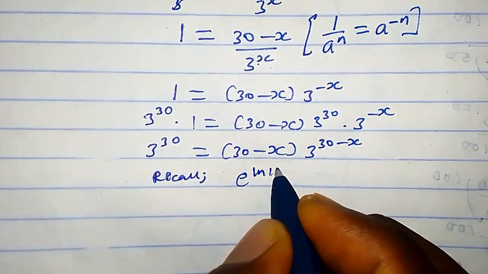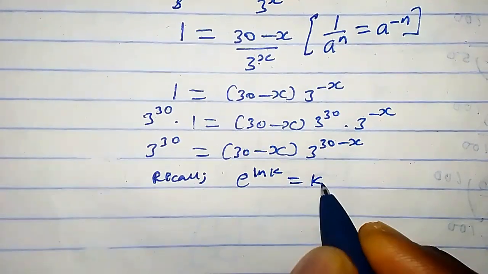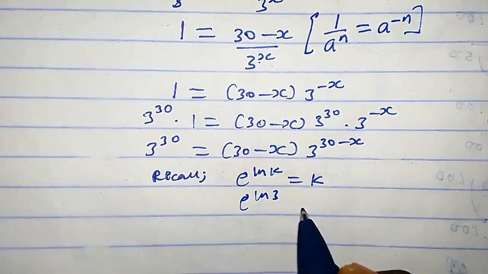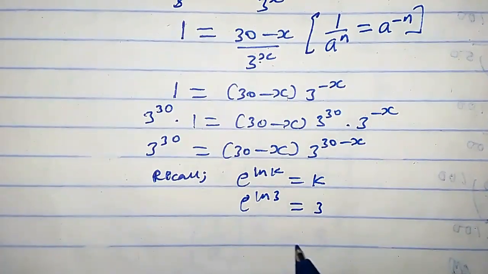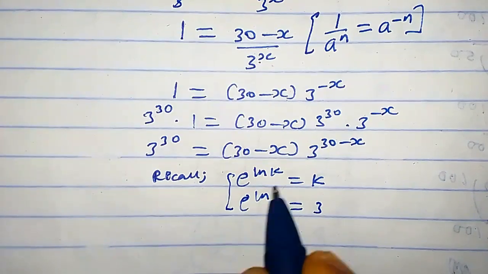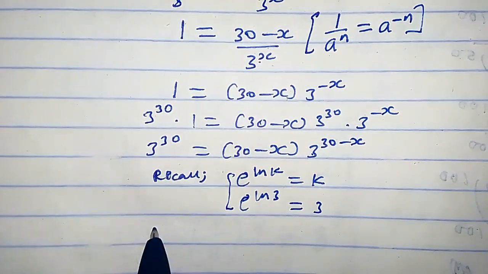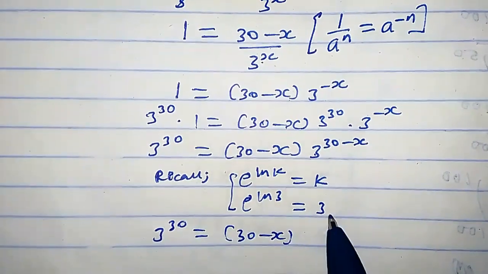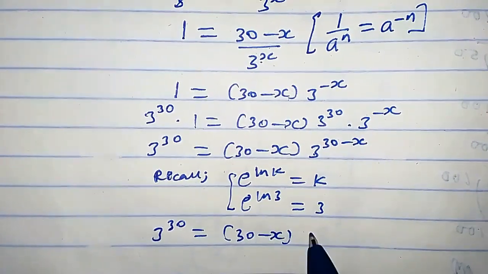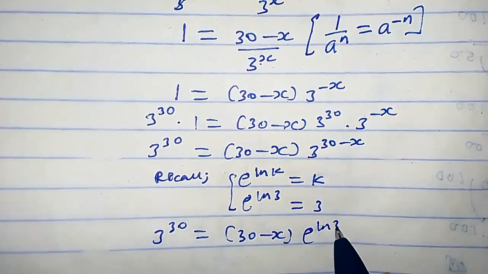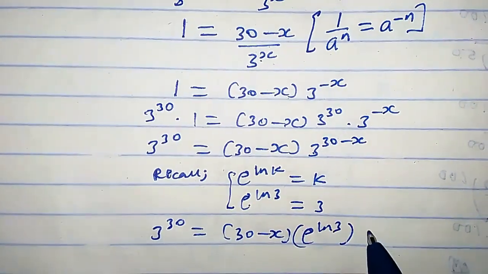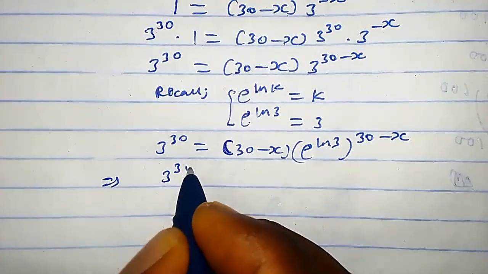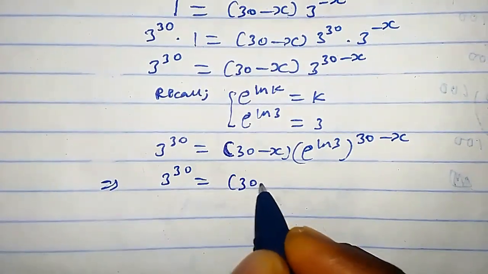exponential ln k is equal to k. So let's say our k is 3. So we're going to have exponential ln 3 equals 3. So using this property for this 3, let's proceed further. We're going to have 3 raised to power 30 equals 30 minus x times. So we're going to replace 3 with this guy. So we're going to have exponential ln 3 times the exponent, which is 30 minus x. So this implies that 3 raised to power 30 equals 30 minus x.